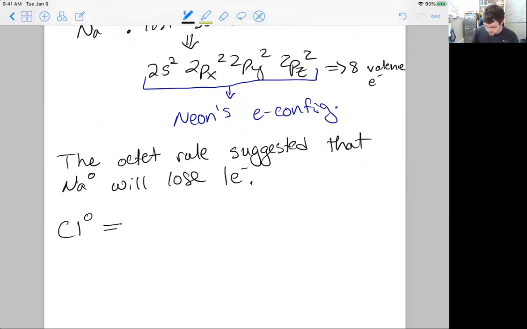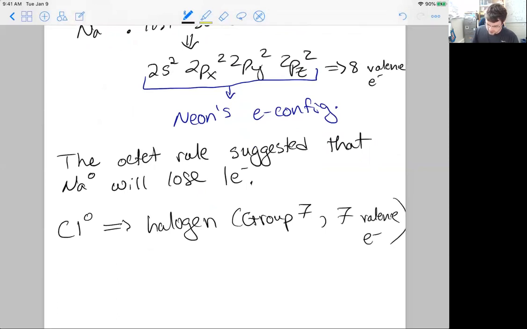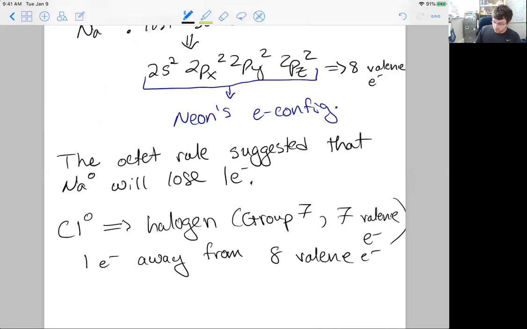So chlorine, hopefully you can recognize, is a halogen, which is group 7 with 7 valence electrons, which means that it's only one electron away from 8 valence electrons, or an electron configuration that matches that of, in this case, since we're in row 3, argon, but it's still a noble element. So we're 1 electron away.